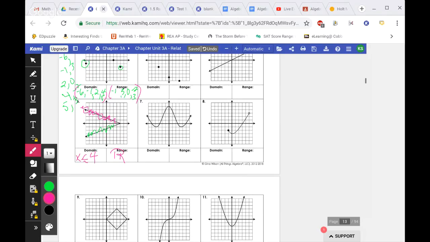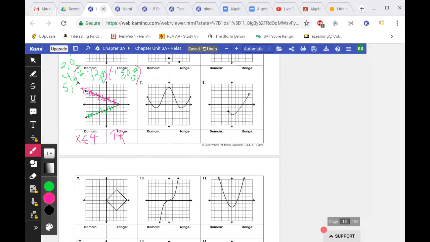All right, so number 7, with regard to the domain, we're thinking about what the graph is doing horizontally, or left and right. Because of the end behavior, the little arrows on the ends are telling us that it's going to go on and on forever and ever to the left, which is negative infinity, and to the right, which is positive infinity. So for the domain, all real numbers.